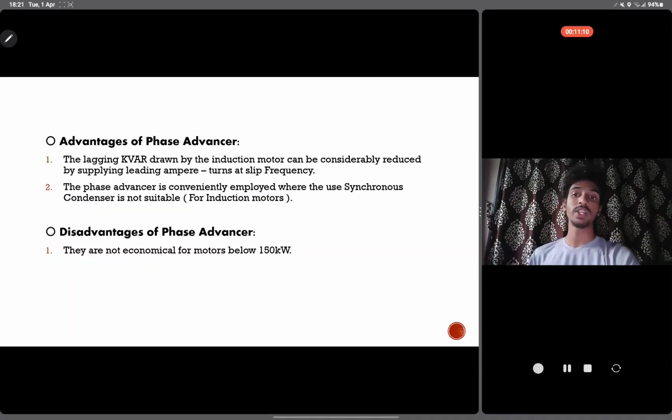And the advantage of phase advancer is the lagging kVA, kilovolt-ampere, drawn by the induction motor can be considerably reduced by supplying leading ampere turns at slip frequency. The phase advancer is conveniently employed where the synchronous condenser is not suitable. Especially we use this phase advancer for induction motors. The main disadvantage of phase advancer is they are not economical for motors below 150 kilowatts.